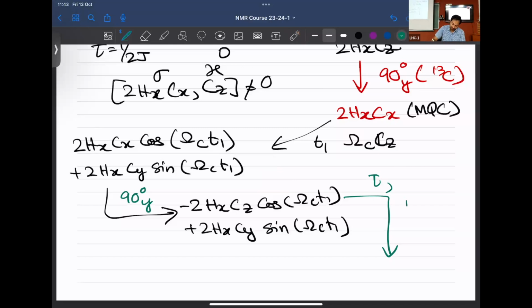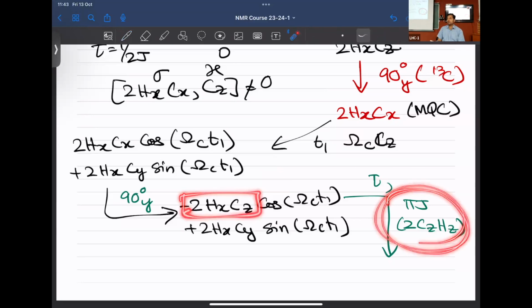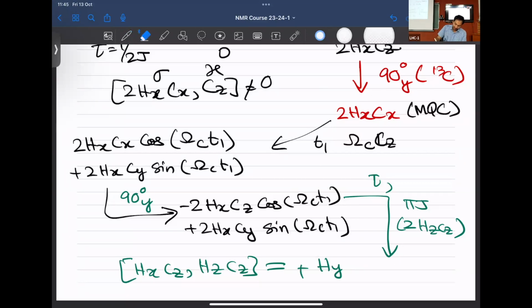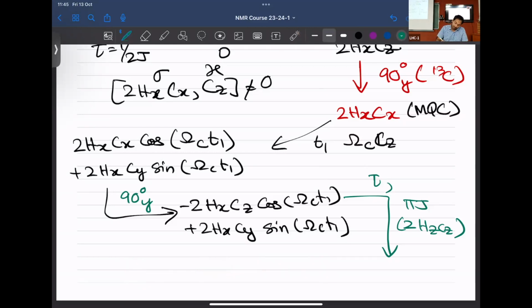Will scalar coupling, πJ 2CzHz, evolve for this antiphase single quantum term, HxCz? Will this commutator be 0 or non-zero? Non-zero. Tell me what is the value of this commutator? Minus Hy... Are you sure? You have a Cz on both, so there will be a Cz squared, which is 1/4. You won't get anything except for minus Hy. Go refresh your basics.